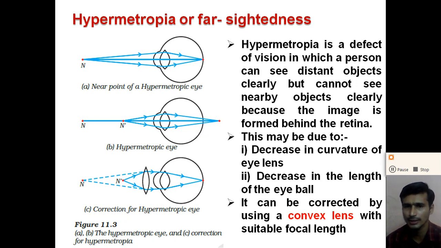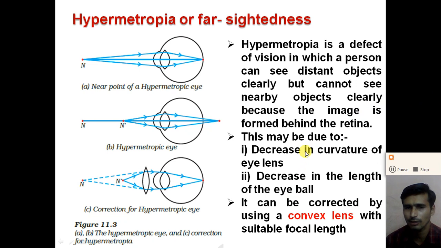hypermetropia. So what is hypermetropia? Hypermetropia, or we can say far-sightedness, is the defect of vision in which a person can see a distant object clearly, but cannot see a nearby object clearly, right? In this hypermetropia defect the image will be formed behind the retina, right? This is due to the decrease in the curvature of the eye lens.